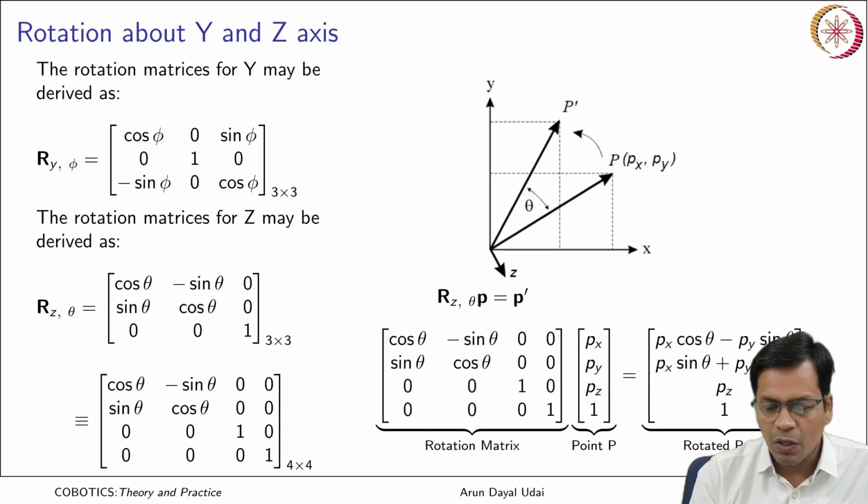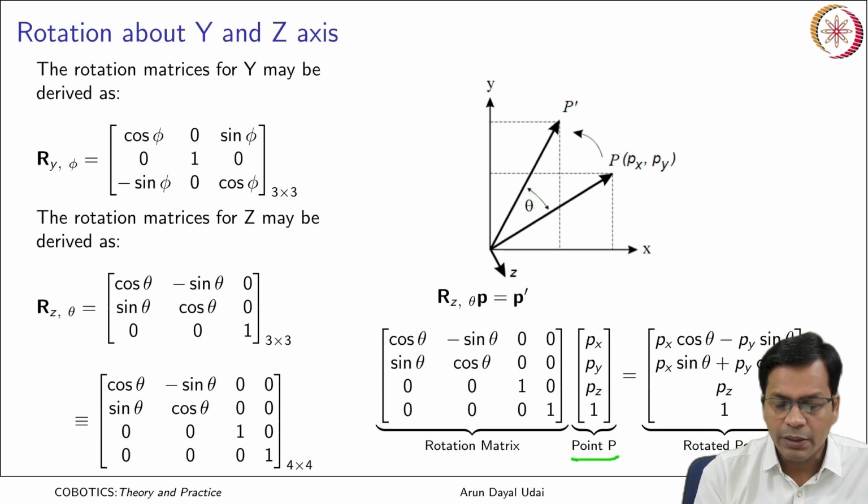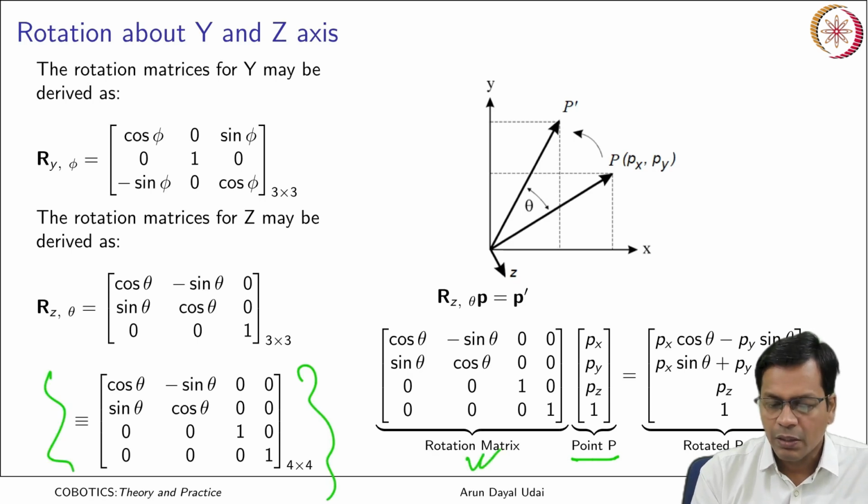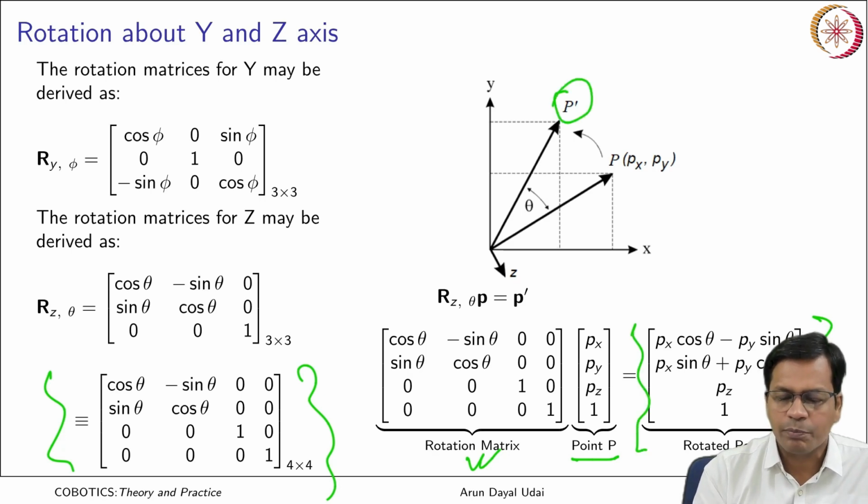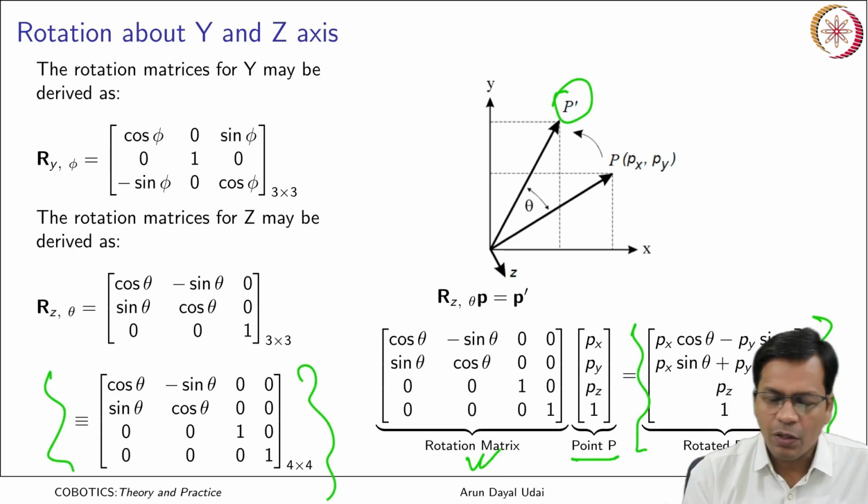Now you see this is the initial point, applied with this 4 cross 4 transformation matrix, it gives me the rotated point, which is this. So this is the new location of point P in the initial XYZ frame. Got it? This can also be obtained using a geometrical method.